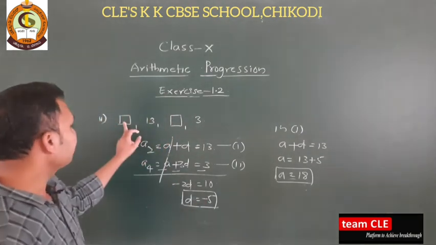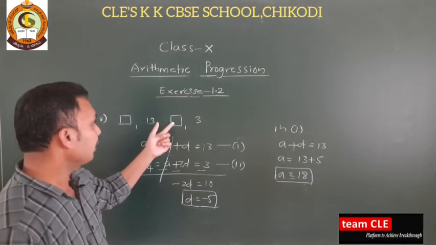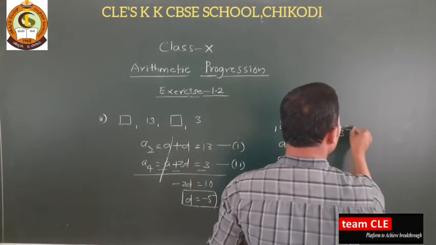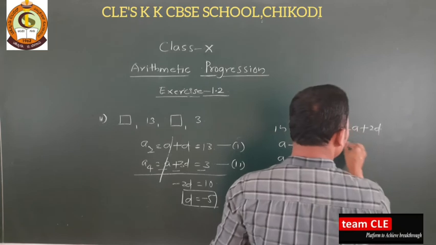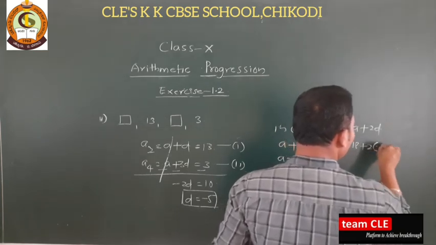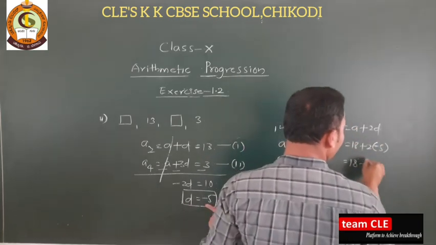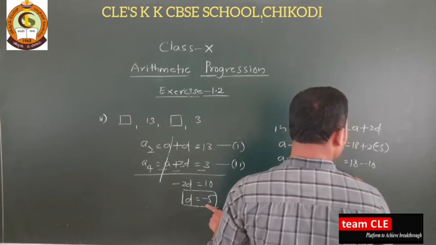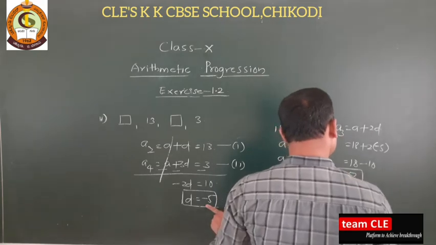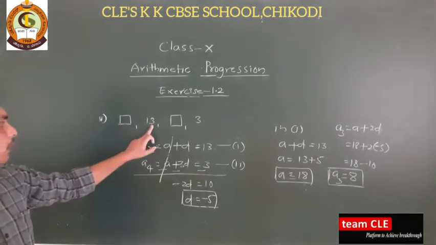Now what do we need here? The first term is already 18, second term 13 we have. Next we need A3. A3 is equal to A plus 2D. So A we have 18, plus 2 into minus 5, since D we have minus 5. So this becomes 18 minus 10, and we get 8. This is A3.